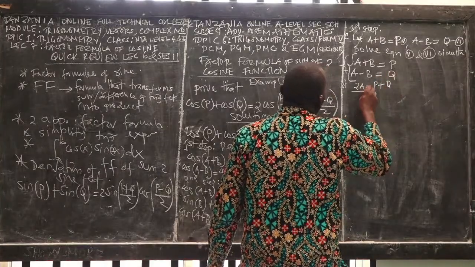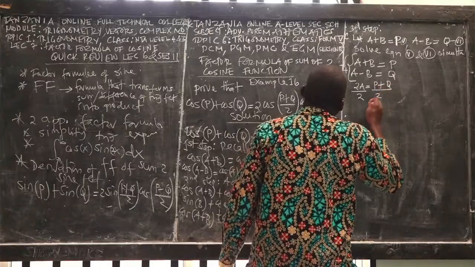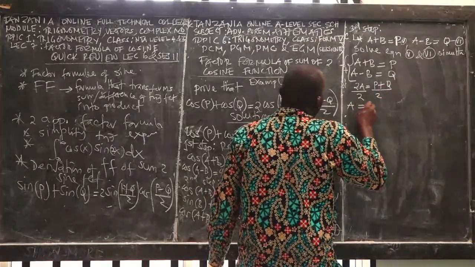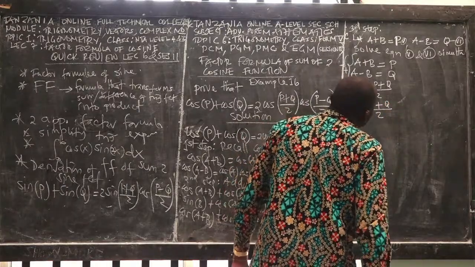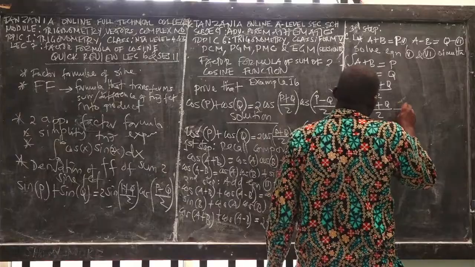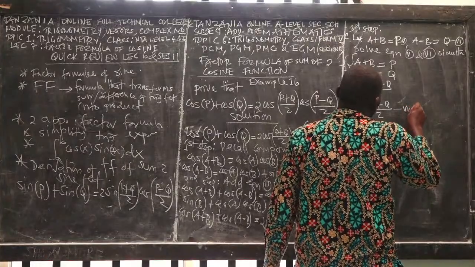Divided by 2, divided by 2. So A is equal to P plus Q over 2. So this is equation 7.